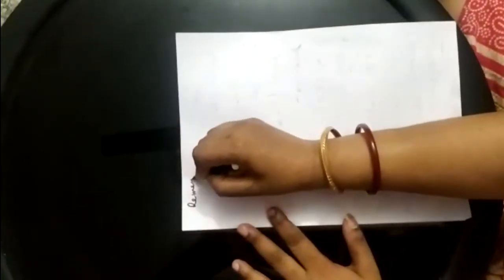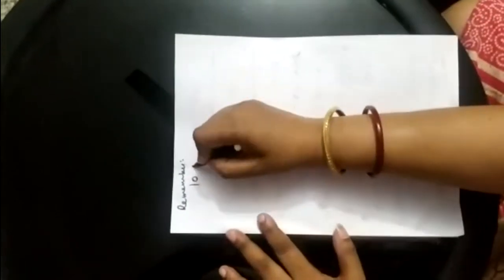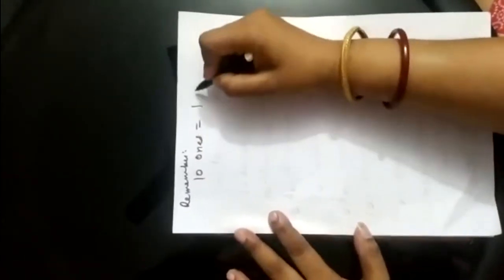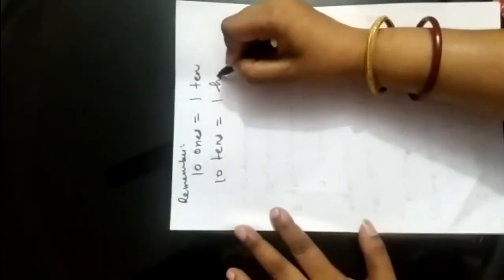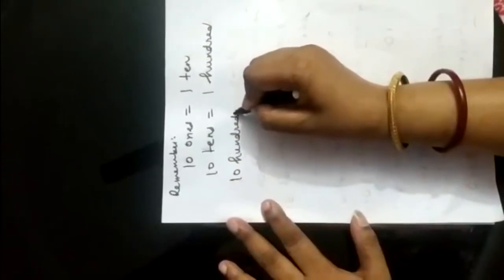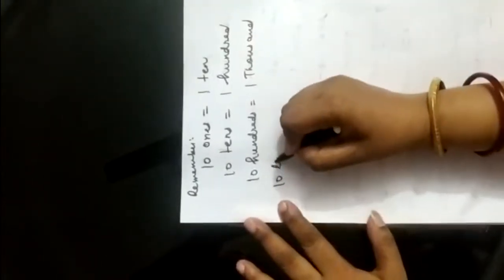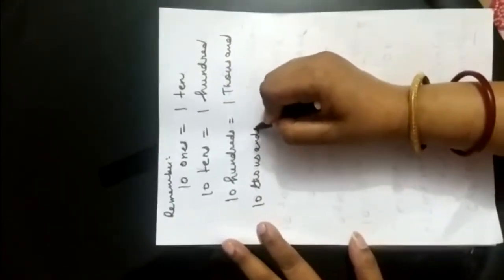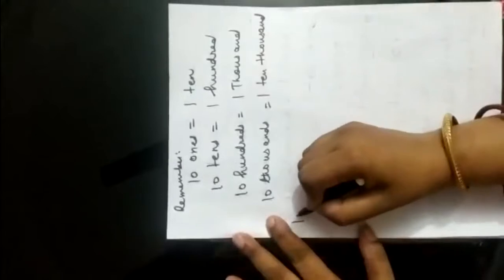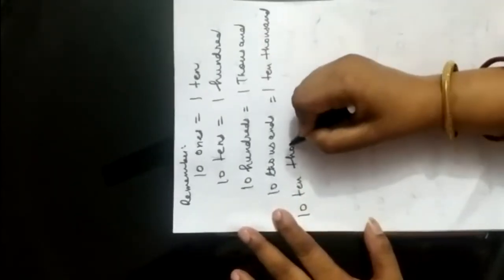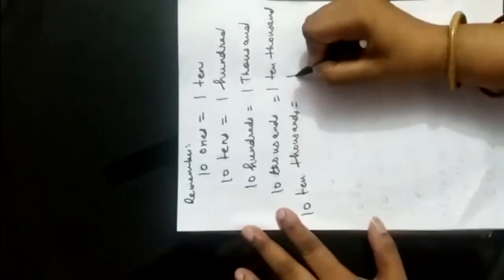Now one more point, children, you have to remember and revise. 10 ones is equal to 10. 10 tens equals 100. 10 hundreds equals 1000. 10 thousands equals 10,000. 10 ten-thousands equals 1 lakh.